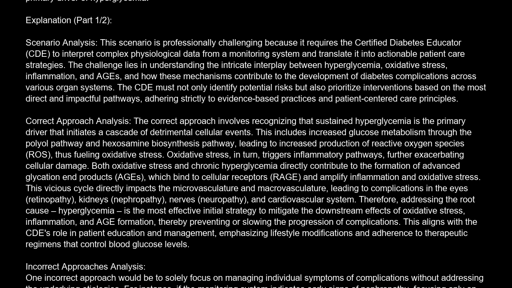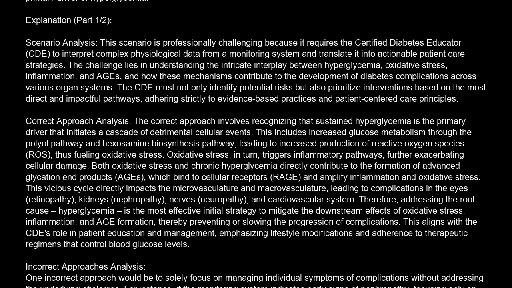This vicious cycle directly impacts the microvasculature and macrovasculature, leading to complications in the eyes, retinopathy, kidneys, nephropathy, nerves, neuropathy, and cardiovascular system. Therefore, addressing the root cause, hyperglycemia, is the most effective initial strategy to mitigate the downstream effects of oxidative stress, inflammation, and AGE formation, thereby preventing or slowing the progression of complications. This aligns with the CDE's role in patient education and management, emphasizing lifestyle modifications and adherence to therapeutic regimens that control blood glucose levels. Incorrect approaches analysis.